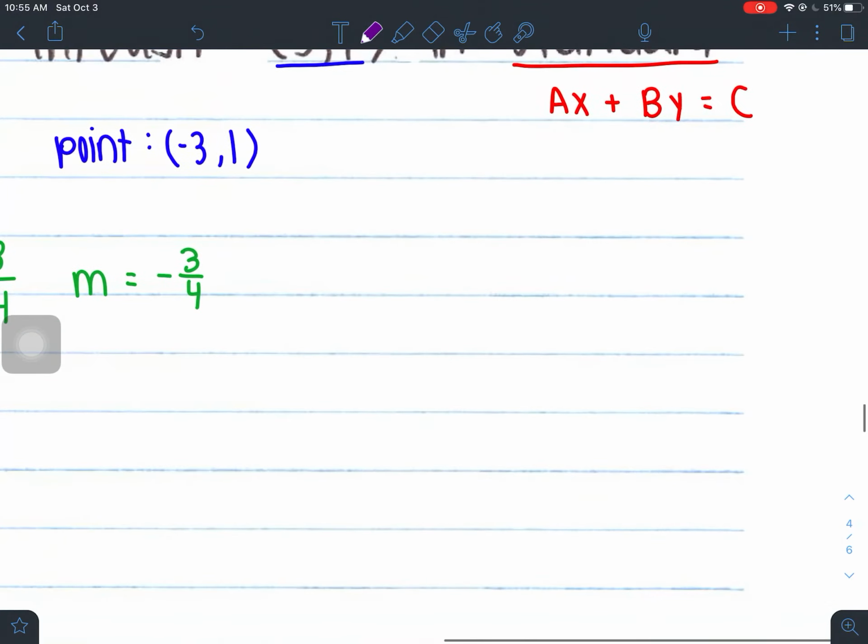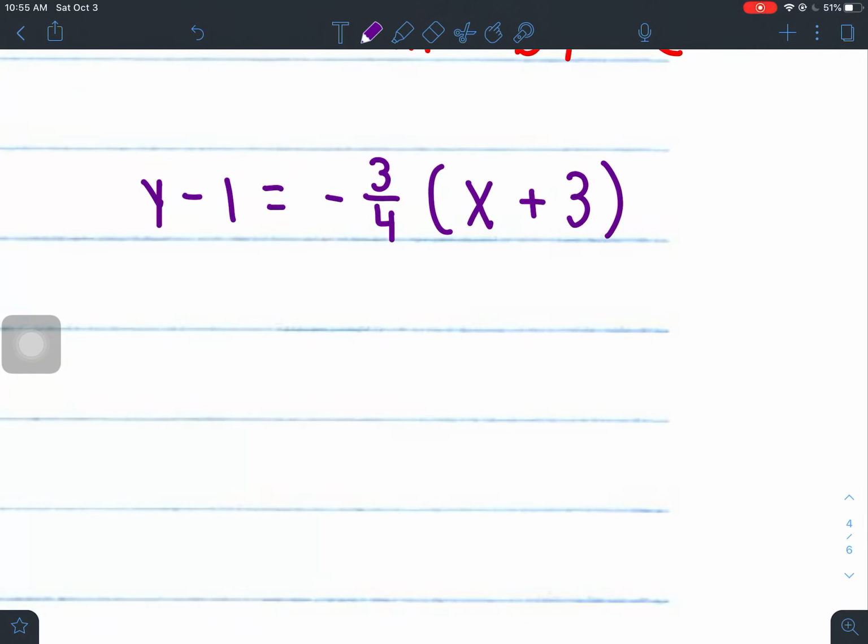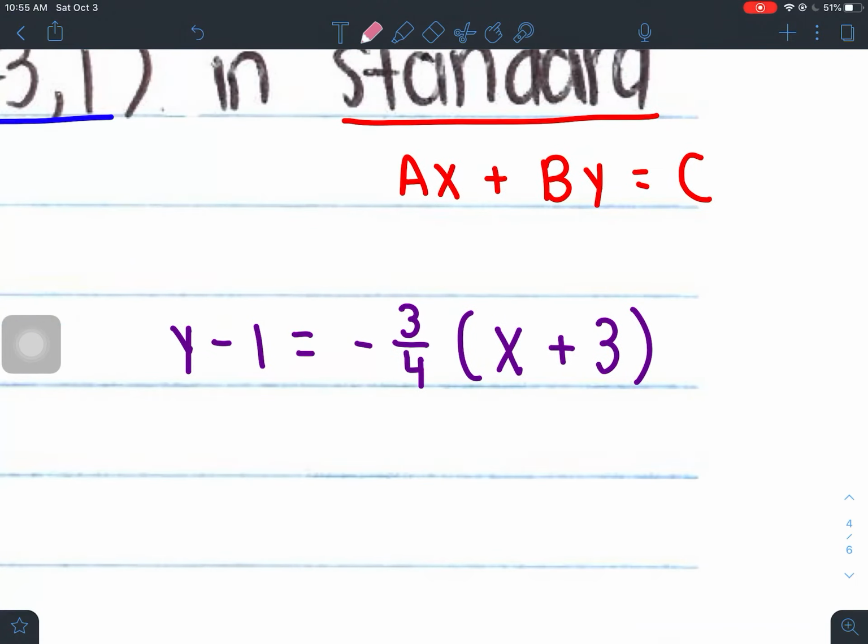So here we go. We have a slope and we have a point. So the first form we're going to start in is point slope form. So we have y minus 1 equals negative 3/4 times x plus 3. Remember, when you plug in your point, your signs are going to change. Okay. Then the next step I have to do here is I have to slowly get it to standard, but I can't go to standard immediately.